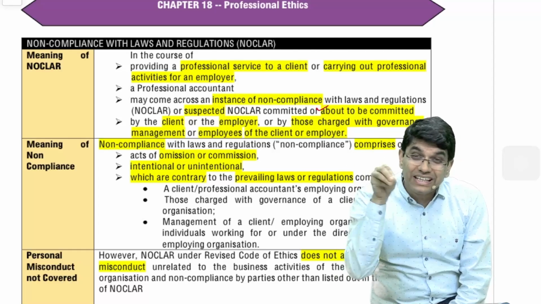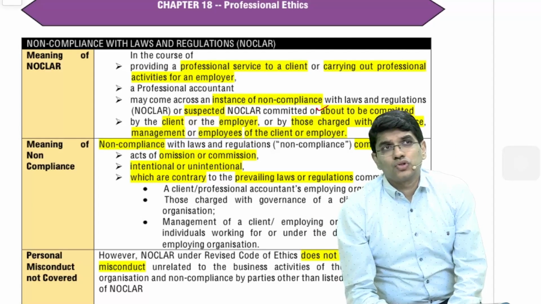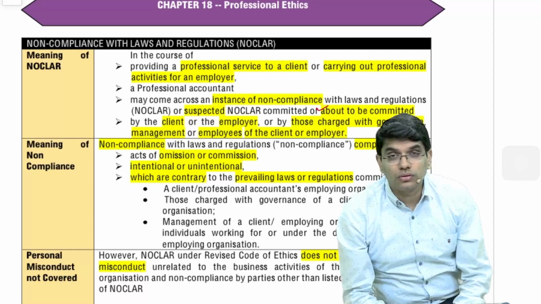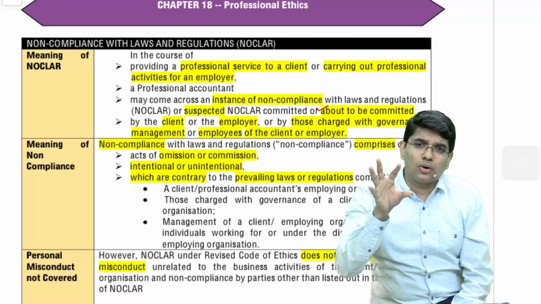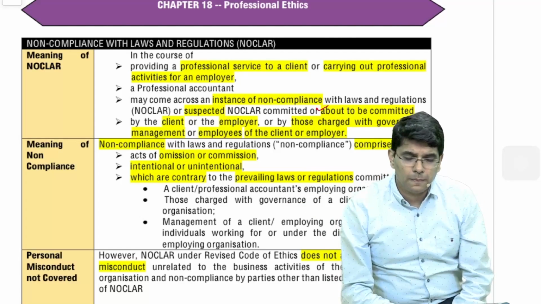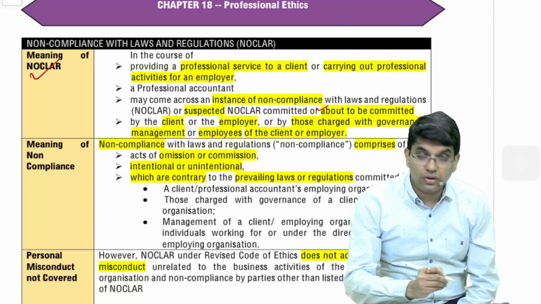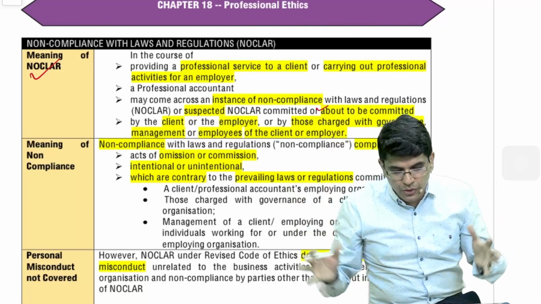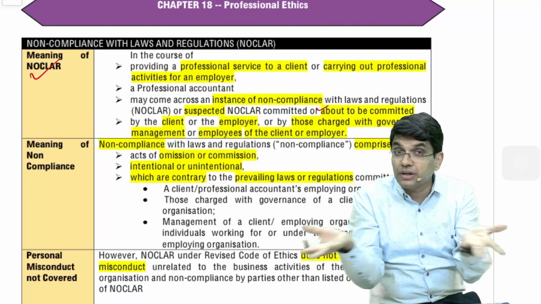So they are giving an overview of that section. They are not going in detail. They are simply giving an overview of that particular section. That section is going to tell you what to do when you come across such a situation. What should be done? So it specifies a lot of things. Correct? Let's see one by one. So NOCLAR, we know what we mean by NOCLAR. When you are performing your professional duties, and when you come across non-compliance done by so and so people, it is considered NOCLAR.